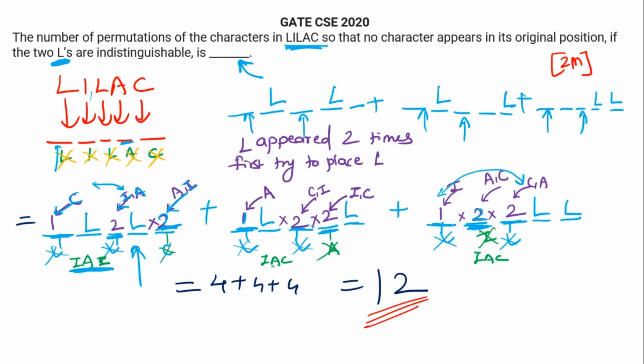So in total there are 4 plus 4 plus 4 ways, so it will be 12. The summation of this is 12. So there are 12 possibilities where you are finding permutations of the characters of LILAC that do not have any character appearing in its original position, and that is 12.